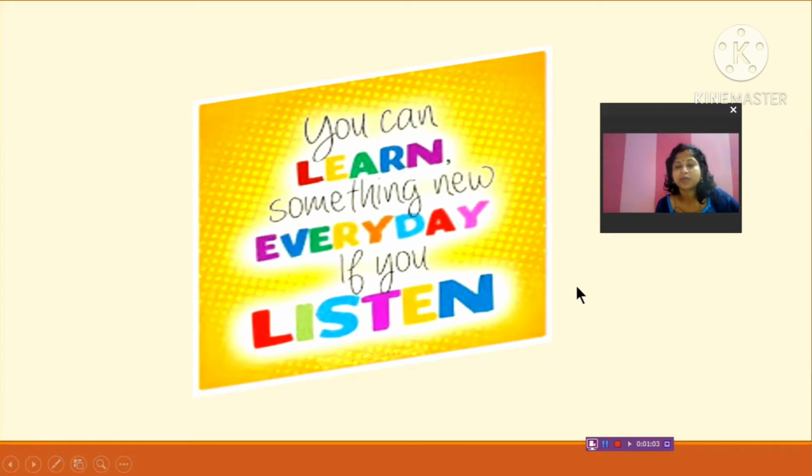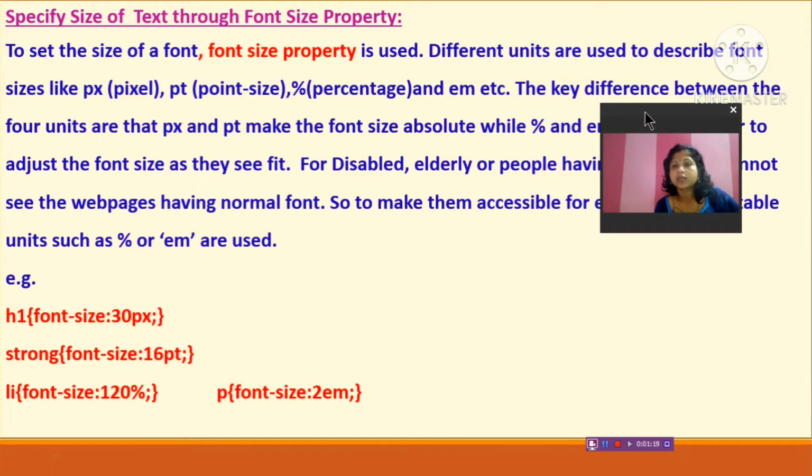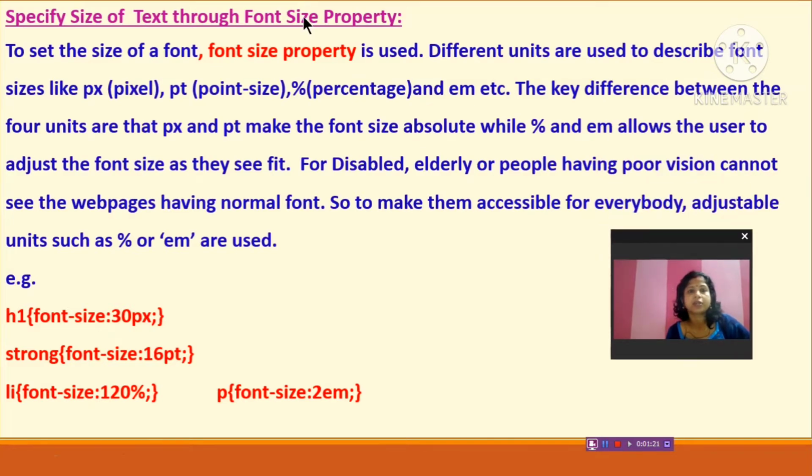So, today we'll read some text properties, how the text properties can be used in CSS. We'll cover text properties related to margins and padding. One thing was left, that is the font size property, that we will complete today. To set the size of a font, the font size property is used.